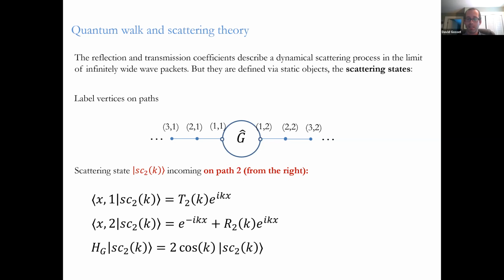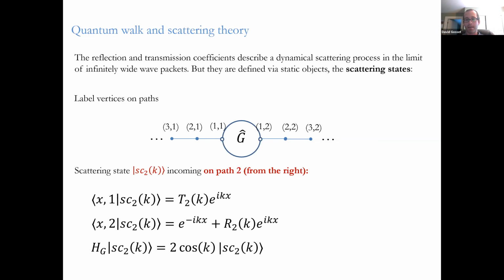Yeah, so this is the general scattering scenario for a finite graph with two paths attached. Now, you can consider any finite graph G hat, and there will be scattering states, SC1, SC2 of K. There could also be bound or normalizable eigenstates of this Hamiltonian, and one can show that the bound states and the scattering states together form a complete orthonormal basis for the Hilbert space.